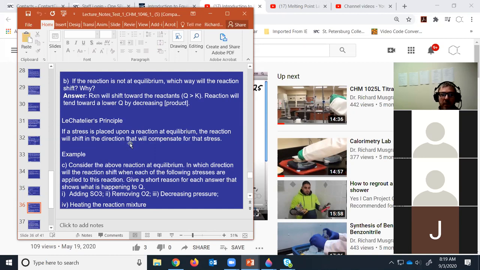Okay. Well, if nobody has any questions, I'll move on to the next part. The next part is about Le Chatelier's principle. If a stress is placed on a reaction at equilibrium, and that's important, the reaction will shift in the direction to compensate for that stress. We're already at equilibrium, and now we're going to change something in the reaction to make it not at equilibrium, and investigate what happens in order to get it back to equilibrium.